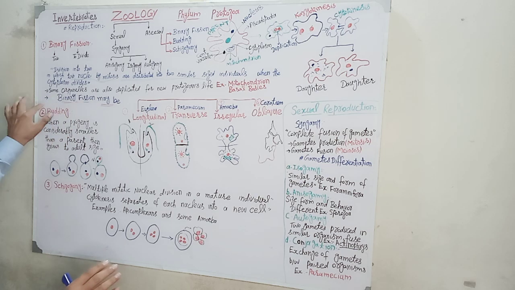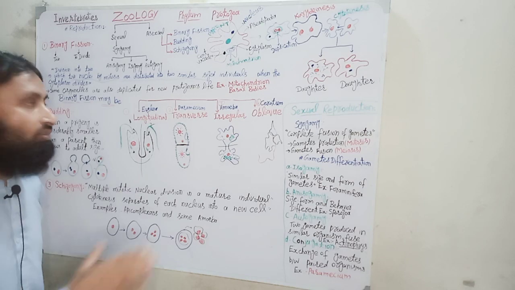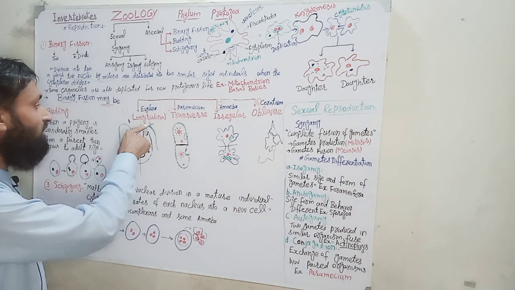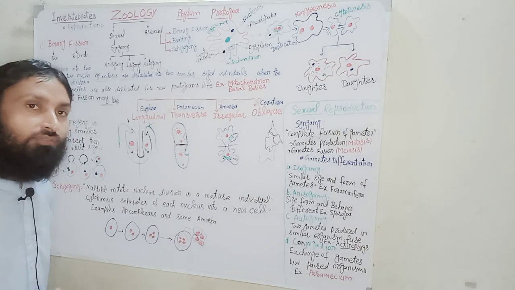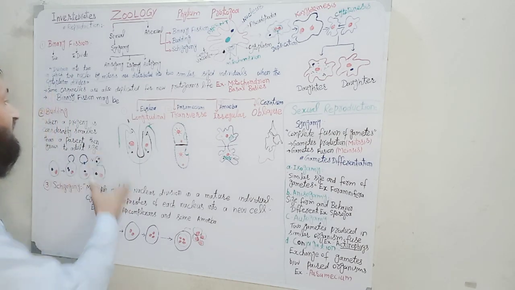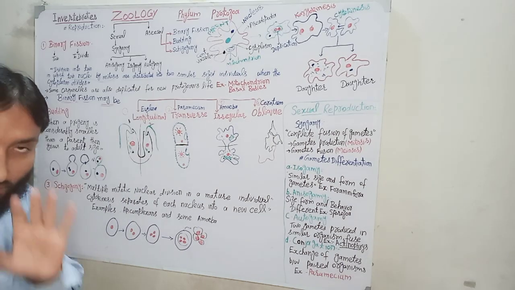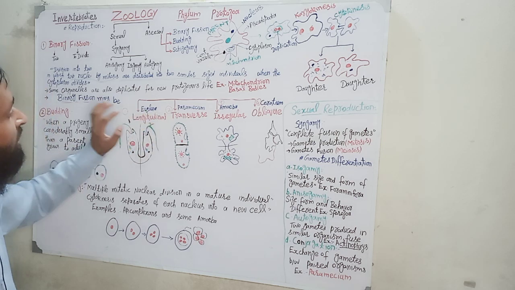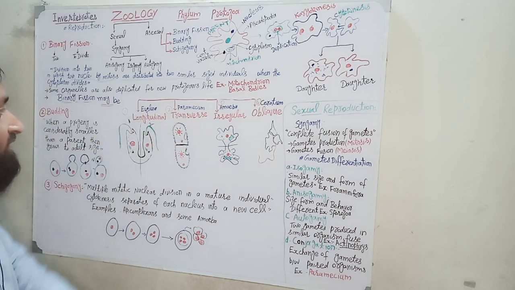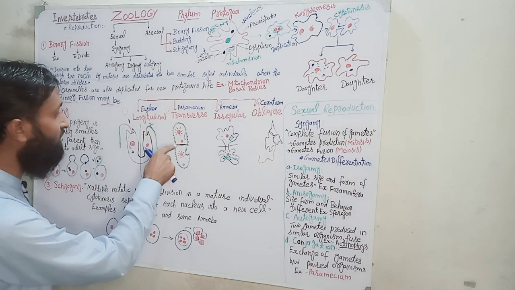Now we see that binary fission can be divided further into types. First is longitudinal. If an organism is dividing longitudinally, that is longitudinal fission. Longitudinal binary fission occurs in Euglena. Then the second one is transverse. Cutting into two is the transverse binary fission.